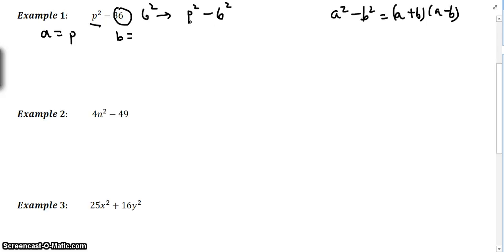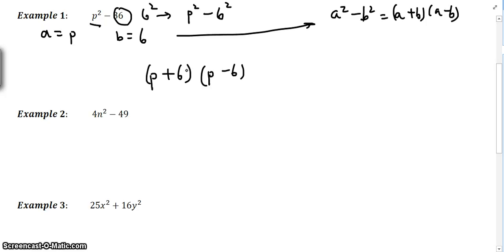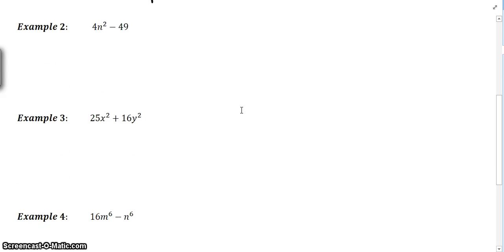So you can see this is a difference of two squares. So b in this case will be 6. If we put this into the rule right here, we would say that this is p plus 6, p minus 6. And if you expand this again, you'll see that it comes up with the original expression for that particular case. Let's look at the next example.